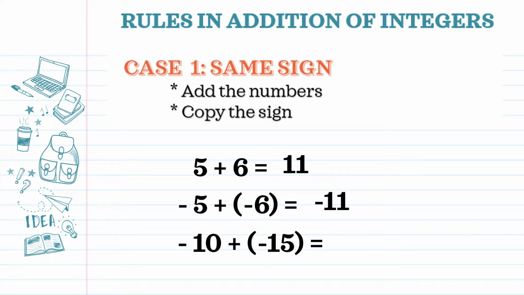Another example is negative 10 added by negative 15. First is to add the numbers again. 10 plus 15, that will be 25. And then copy the given sign of the two integers, which is negative, so our answer will be negative 25. So that will be for case number 1, where the two integers have the same sign.